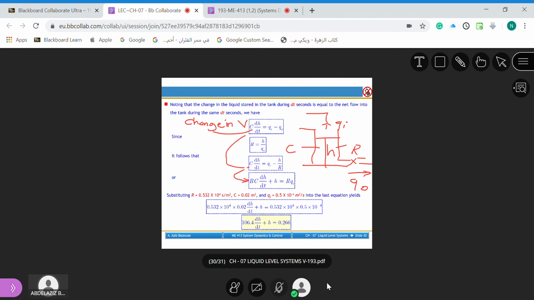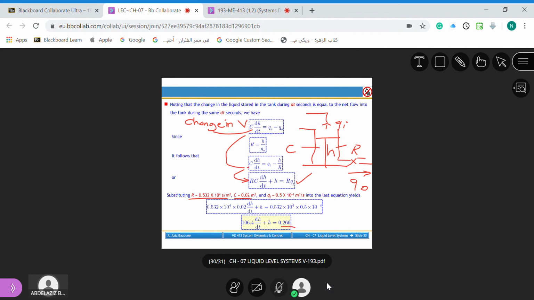Here, Qi is the input, H is the output. You substitute R because we found R. You have C. You have Qi. Qi was given to us, if you remember, in the beginning. So into the last equation, this will give you this one, which is a first order system of H with respect to time, because this is the first derivative.